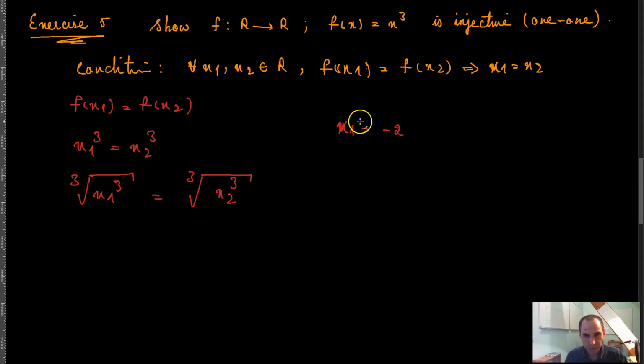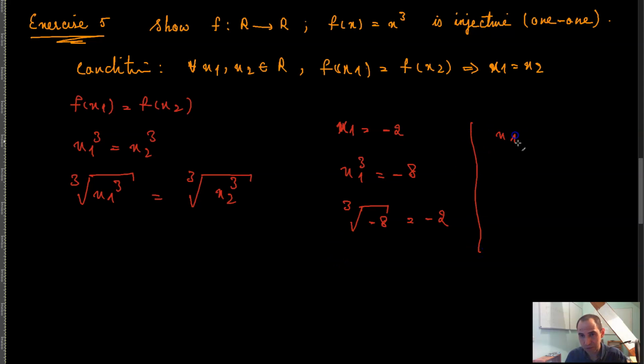Is equal to negative 2. So then you have x1 cubed is equal to negative 8, right? Because negative 2 times negative 2 is positive 4. Positive 4 times negative 2 is negative 8. And you know that the cube root of negative 8 is equal to negative 2.